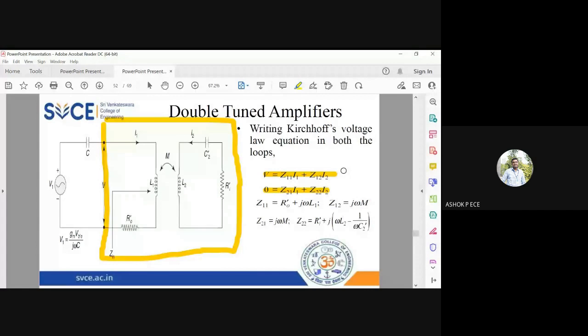This set of equations can be used for any network. What is Z11? Z11 is the total impedance at the input side, that is, the primary side. At the input side, there is one resistance R0 dash, and an inductor in series. The impedance of the inductor is j omega L1. So Z11 is R0 dash plus j omega L1 in series. So I am adding it.